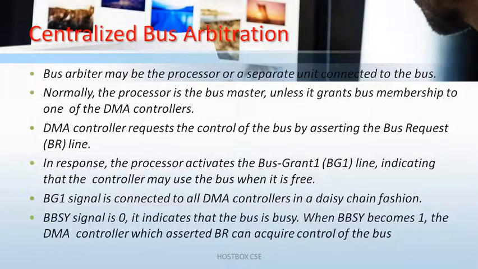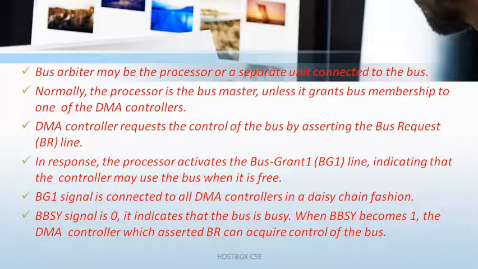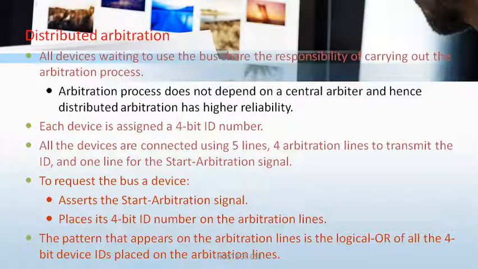Then, in distributed arbitration, all devices waiting to use the bus share the responsibility of carrying out the arbitration process. That means it does not depend on a central arbiter, and hence distributed arbitration has higher reliability. Remember, each device is assigned a 4-bit ID number. So here you have a DMA controller, and every device has a 4-bit ID number. All the devices are connected using 5 lines: 4 arbitration lines to transmit the ID, and 1 line for the start arbitration signal.